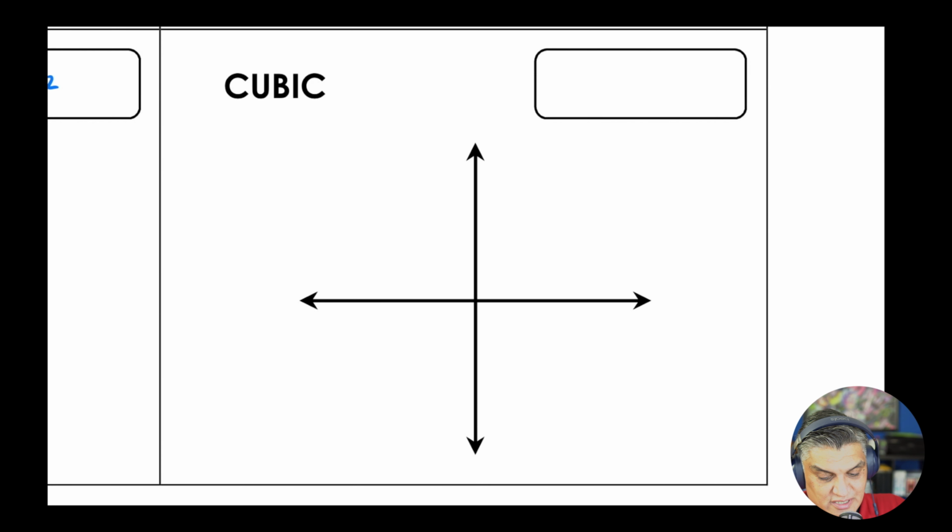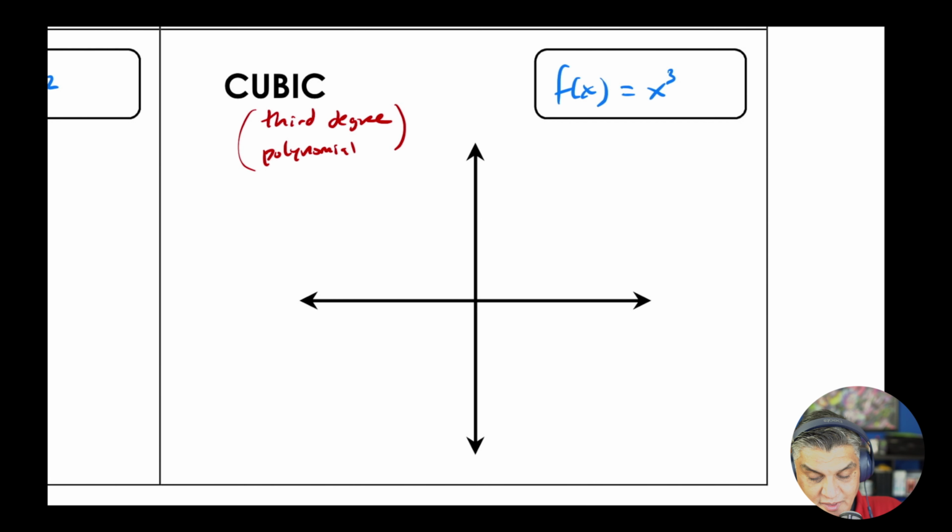So cubic would be what kind of degree polynomial? Third degree. So this is a third degree polynomial. And so what does it look like? Well, it's f of x, a function of x, equals x to the third power. And does anyone know what that looks like? Well, a cubic, its basic shape goes like this.